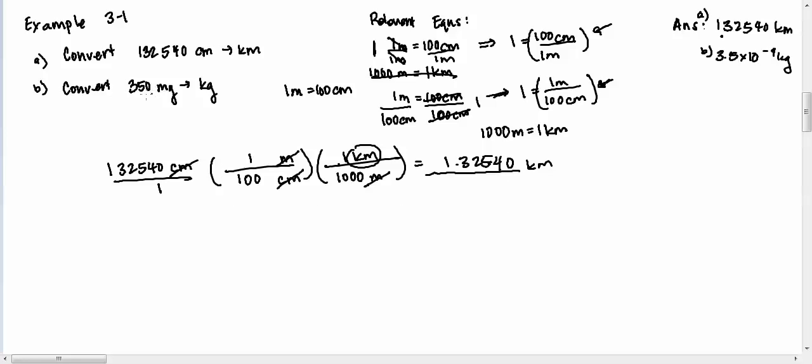All right, let's do this one, 350 milligrams to kilograms. All right, 350 milligrams. You can do it over 1. And so I'm going to convert from milligrams to grams, and then I'll go from grams to kilograms. All right, so what do I want on the bottom? I want milligrams on the bottom, and I want grams on top. Like I said, I want to convert milligrams to grams.